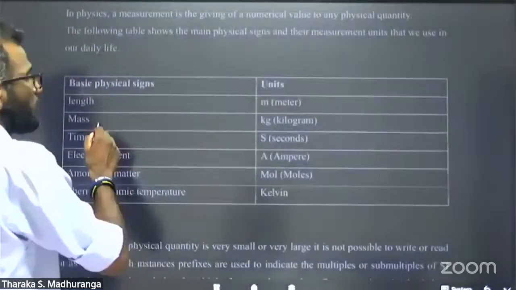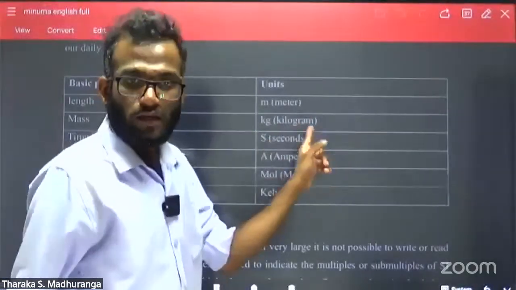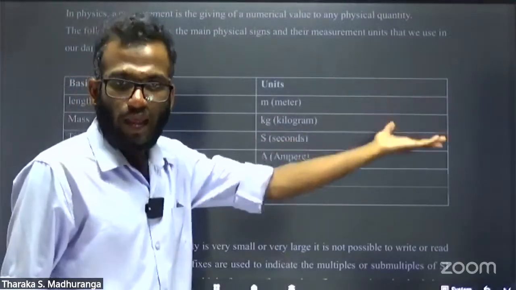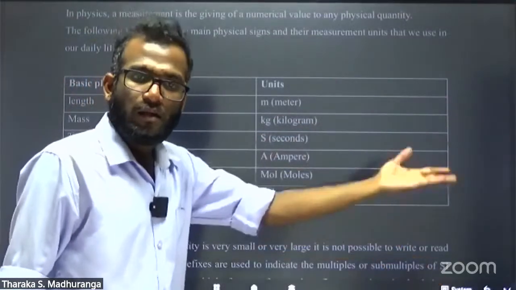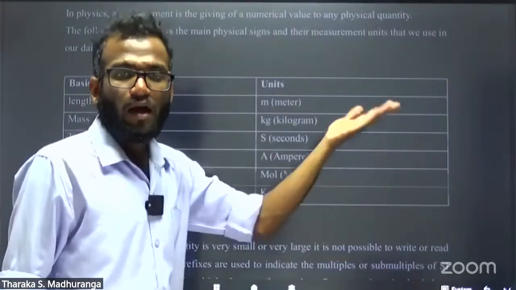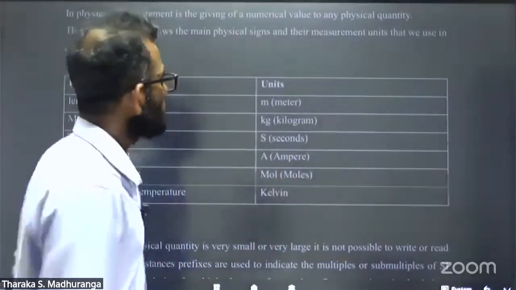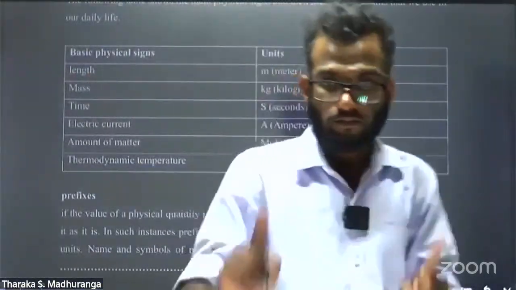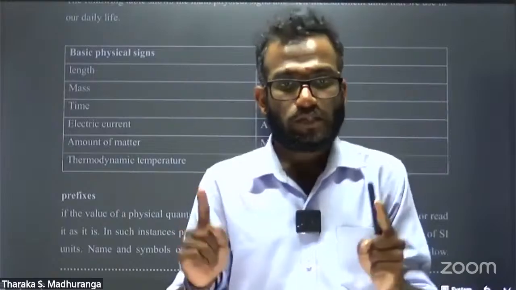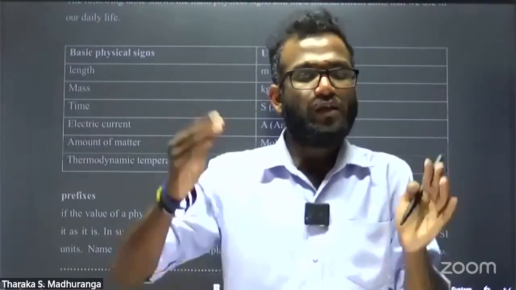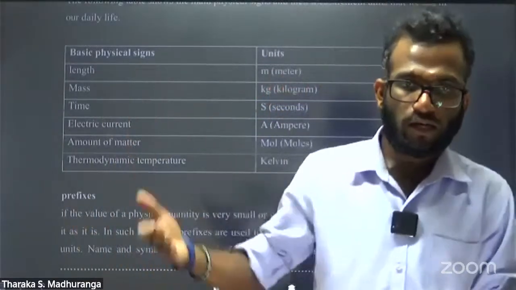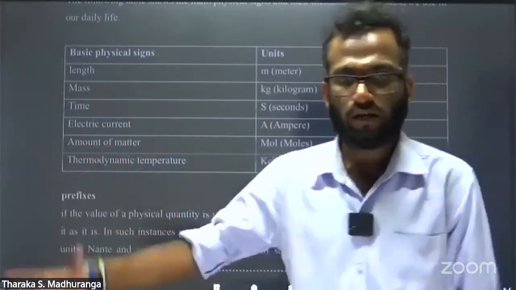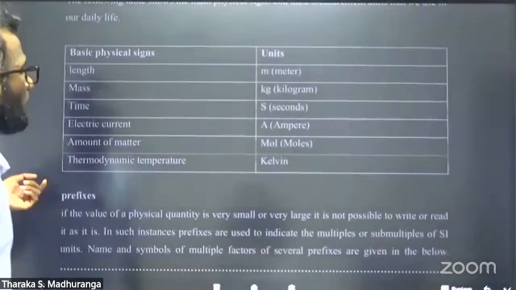For mass, the standard unit is kilogram. There are other units: gram, tons. Time, the standard unit is second. That is very important. The standard unit of time is second. We can use minutes, hours, days, months, years to measure any time interval.